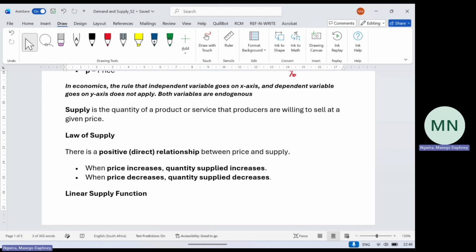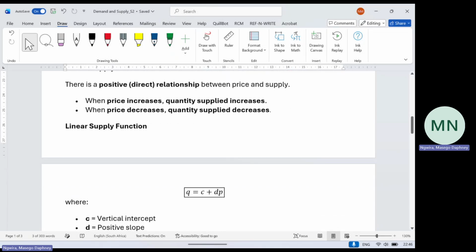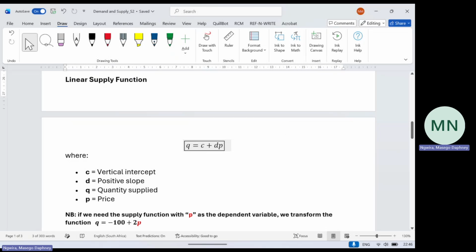Therefore, an increase in supply. And when the price decreases, quantity supplied also decreases. So that's what we call a direct relationship. The linear supply function is given as Q equals C plus dP, with D being your slope. In this case, Q is the dependent variable and P is the independent variable, and you'll notice that the slope for this one is positive.